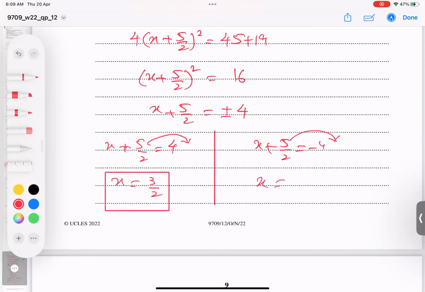And what about this? This will go there. Both become minus 8 plus 5, minus 13 over 2. We can type it in the calculator even.